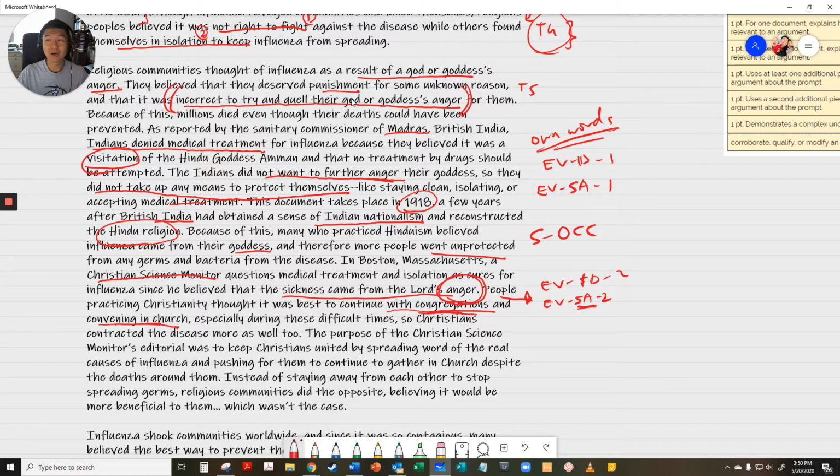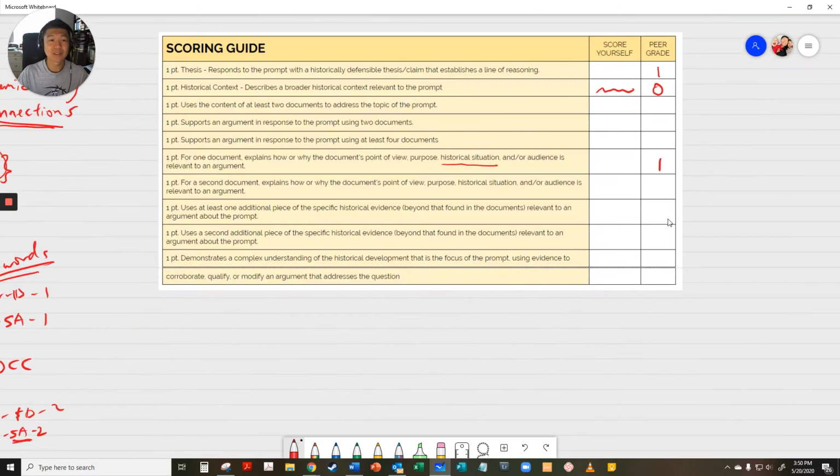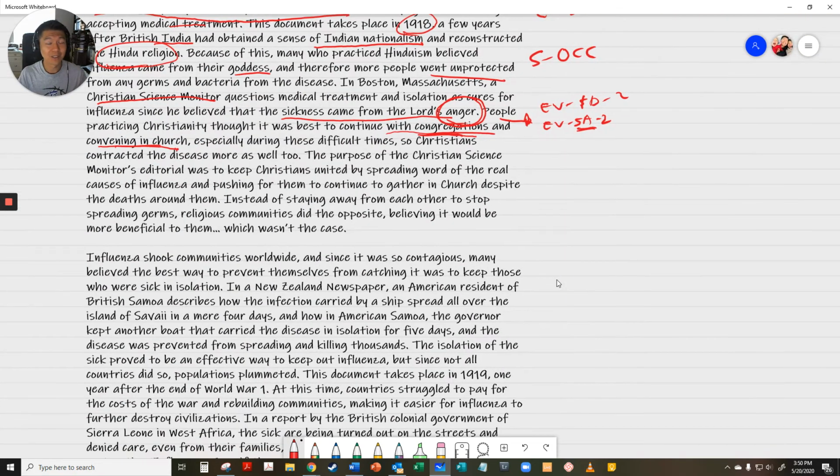Now, according to this rubric, what that means is that, first of all, they've used the content of at least two documents, so that's one point, and supports the argument using two documents. That's another point. So we're at four already, just like that. So author, fantastic job. All right. So here I see purpose. So this is an attempt now to use a purpose for a particular audience to keep Christians united by spreading the word of real causes of influenza.